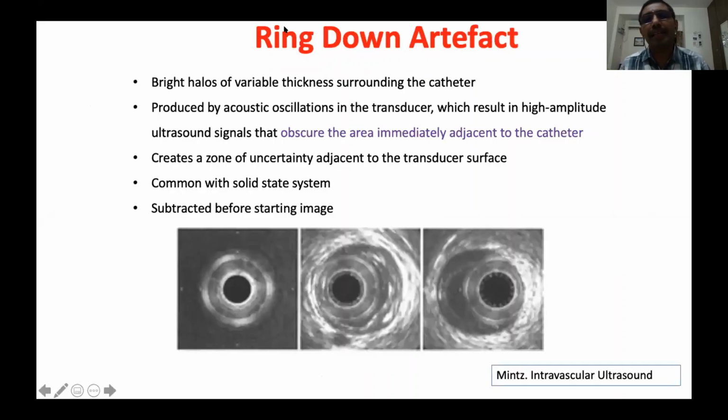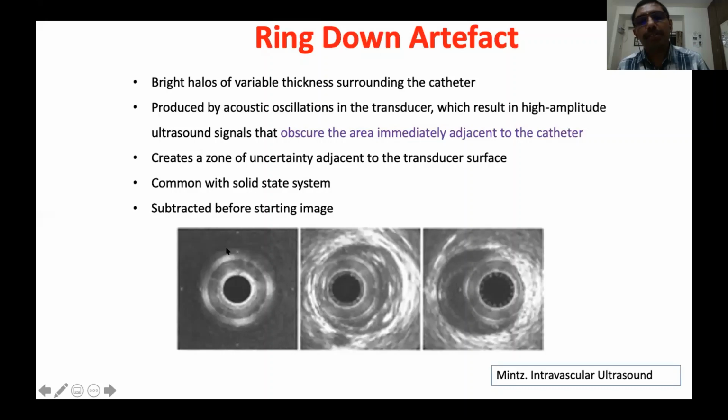Another one is the ring down artifact. Ring down artifact is nothing but bright halos of various thickness surrounding the surface of the catheter. So this is a typical ring down appearance. It results from acoustic oscillation, that is high frequency oscillation close to the surface of the transducer. So what is the clinical importance? It creates a zone of uncertainty. In a bigger vessel, it doesn't make a big difference.